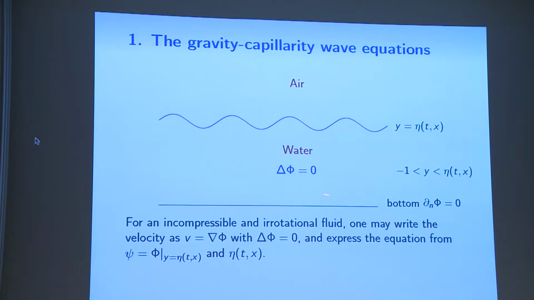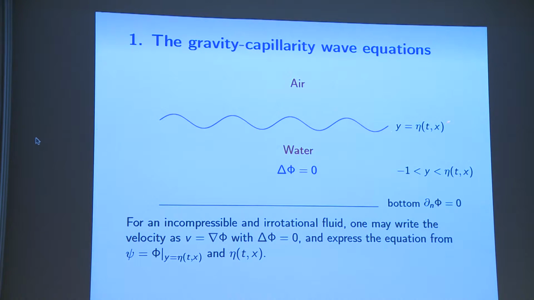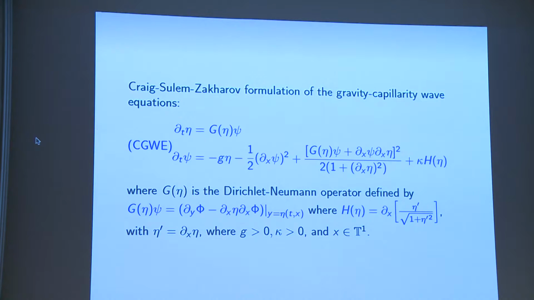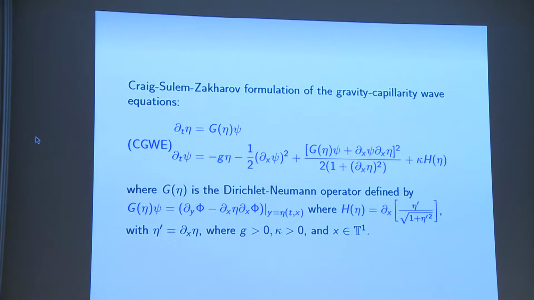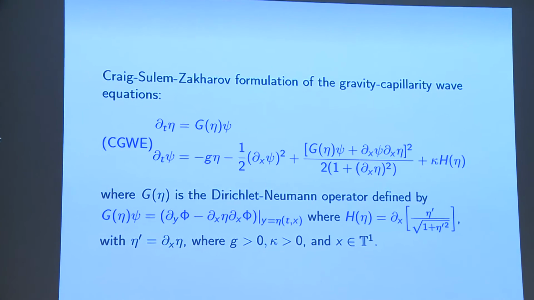So the motion of the fluid is determined by the function eta and by the restriction psi of capital Phi to the free surface. And so if you write the Euler equations inside the water, and if you write a convenient boundary condition at the free surface, you get an evolution equation for eta and psi, which is the so-called Craig-Sulem-Zakharov formulation of the gravity capillarity wave equations that I describe now.